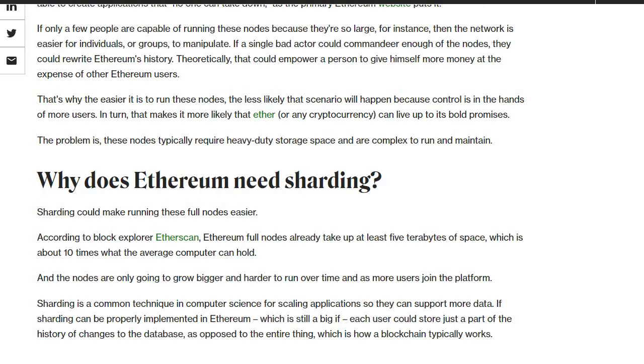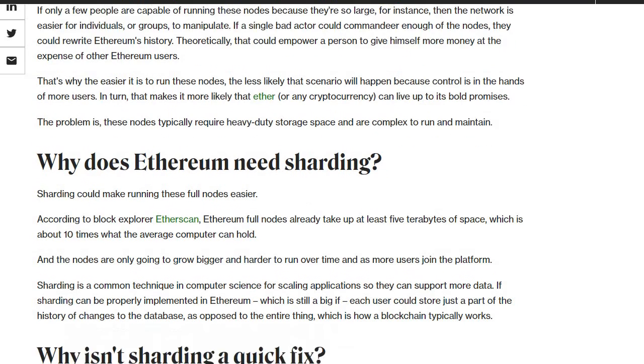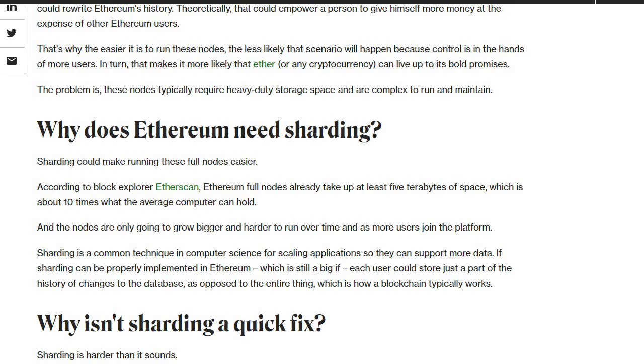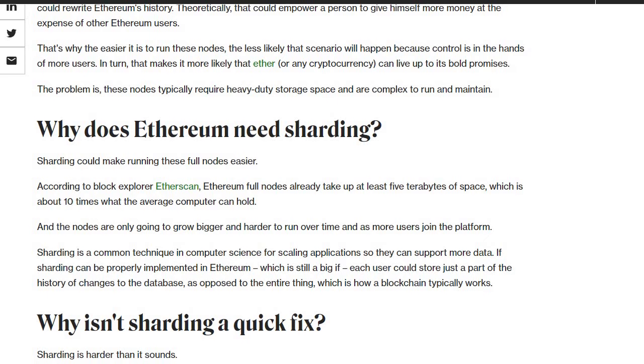That's why the easier it is to run these nodes, the less likely that scenario will happen, because control is in the hands of more users. In turn, that makes it more likely that Ether, or any cryptocurrency, can live up to its bold promises. The problem is, these nodes typically require heavy-duty storage space and are complex to run and maintain.